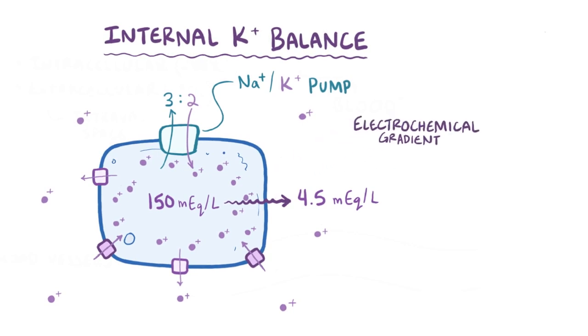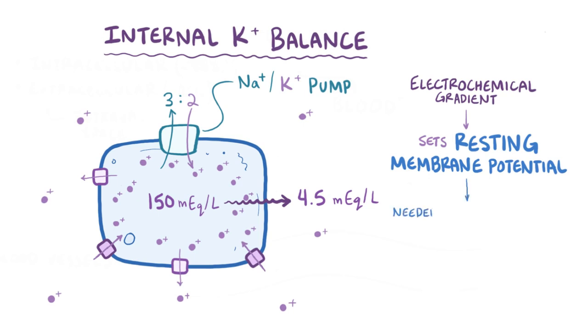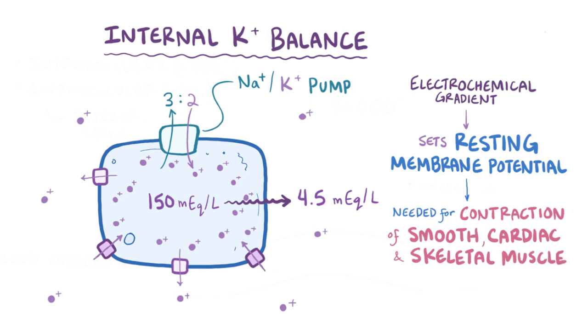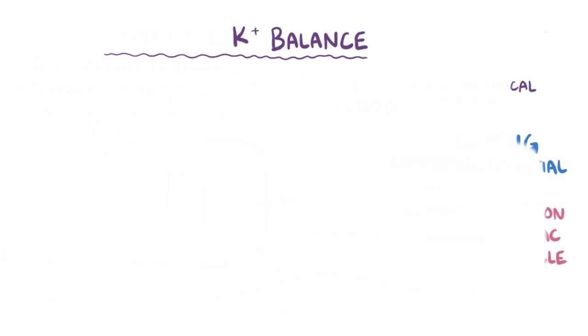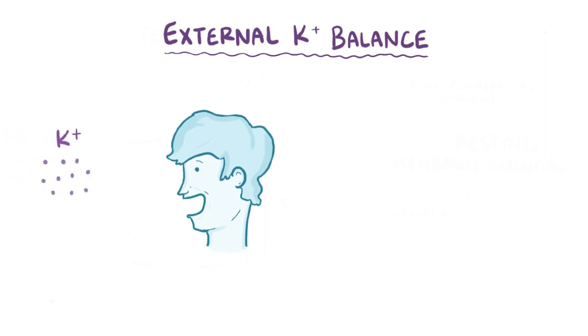This concentration gradient is extremely important for setting the resting membrane potential of excitable cell membranes, which is needed for normal contraction of smooth, cardiac, and skeletal muscles. Also, though, in addition to this internal potassium balance, there's also an external potassium balance, which refers to the potassium you get externally through the diet every day.